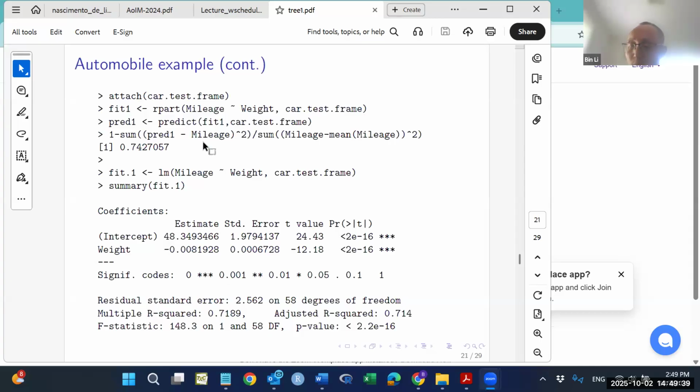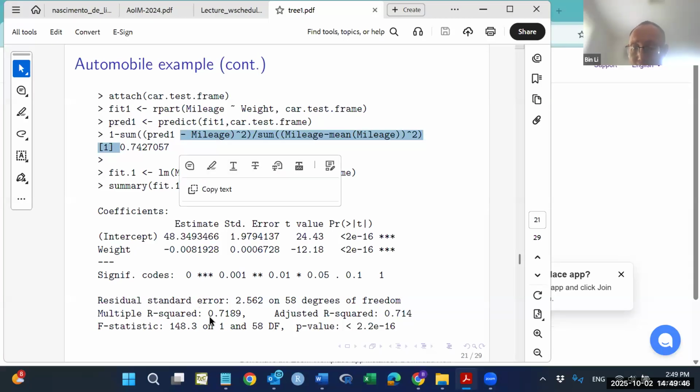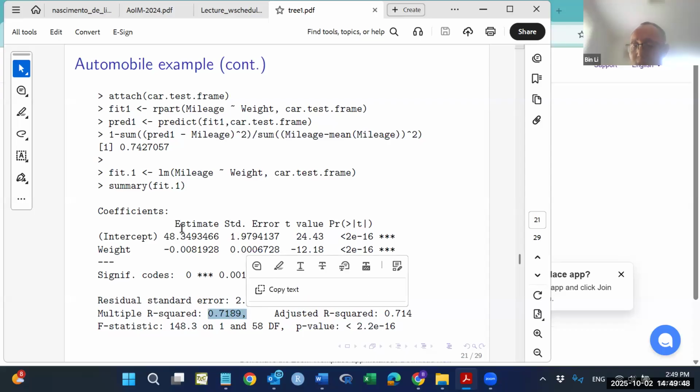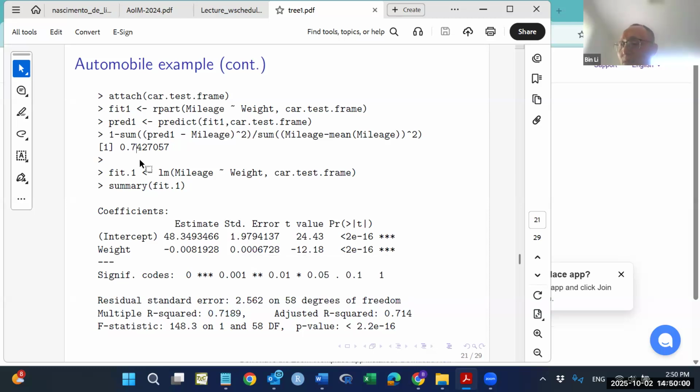But although using a regression tree here, the R square is about 74%, which is even higher than a linear regression model. The linear regression model R square is about 71.9%, but this one is over 74%. So the tree sometimes can beat the linear regression model.